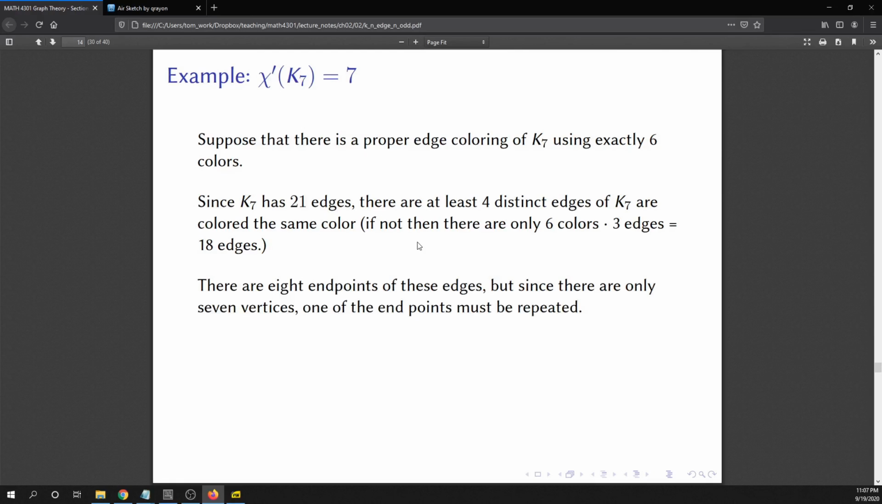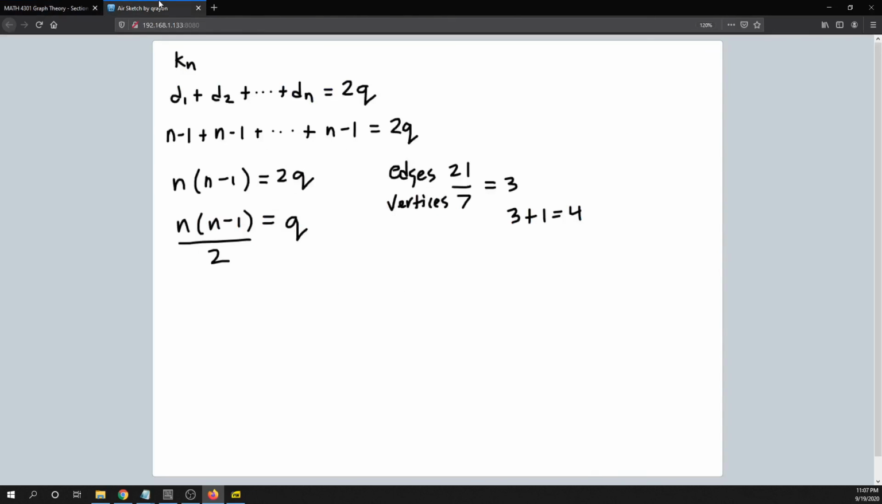All right, so when you look at that, those are 4 distinct edges, and they are all the same color. So if you take a look at that, I have 4 edges, all the same color, like this.